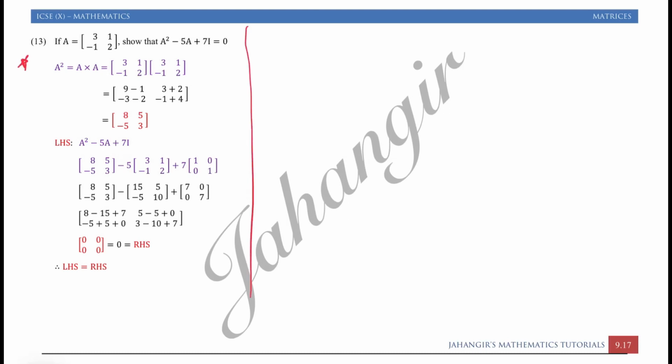This type of question is important. Here A is given, you have to show A square minus 5A plus 7I is equal to 0. So let's start step by step. First we will write A square. A square means A multiplied by A. In matrices we don't have any square-like operation. Whenever there is a square, we have to multiply A into A.